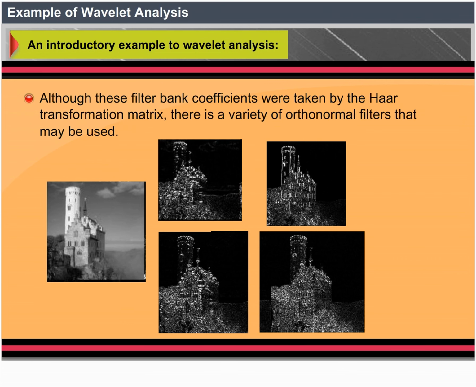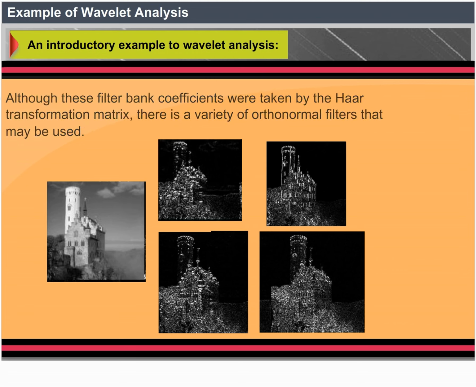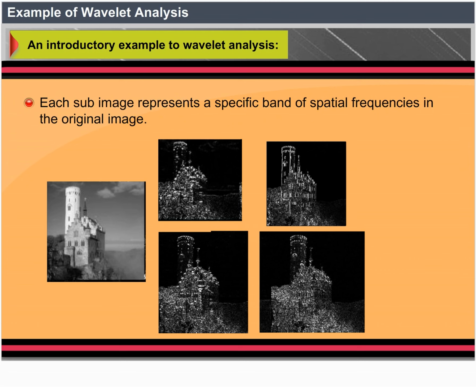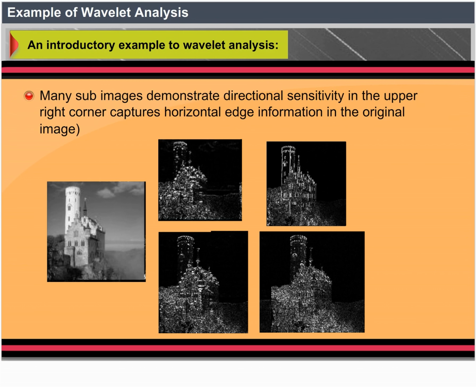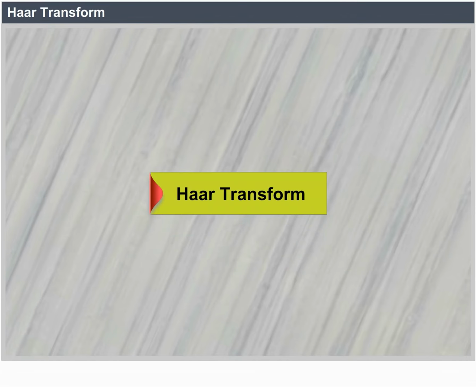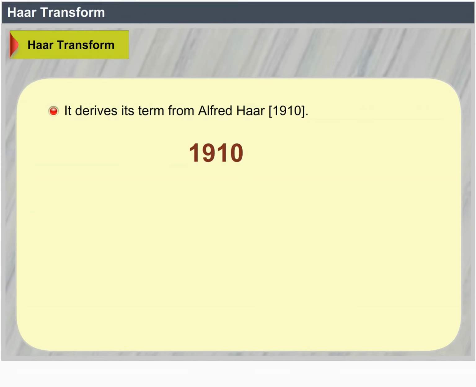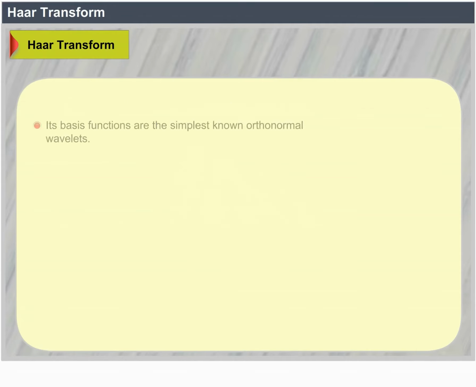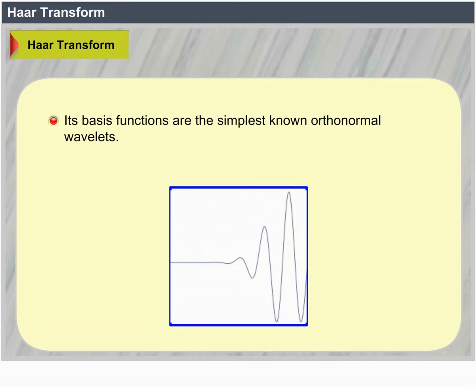Although these filter bank coefficients were taken from the Haar transformation matrix, there is a variety of orthonormal filters that may be used. Each sub-image represents a specific band of spatial frequencies in the original image. Many of the sub-images demonstrate directional sensitivity. The upper right corner captures the horizontal edge information in the original image. Haar transform. It is due to Alfred Haar. Its basis functions are the simplest known.